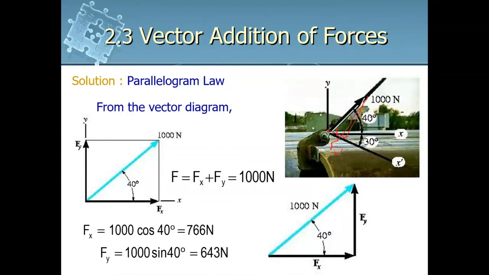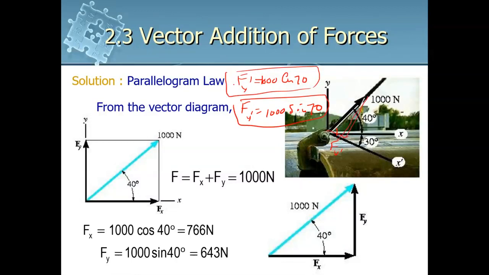In that case, the angle is 70 degrees. So that is 1000 times cos 70 degrees. That is fx prime. And if I want fy prime, that is 1000 sine 70. All right. Everyone is with me? If you want me to explain more, just say so.